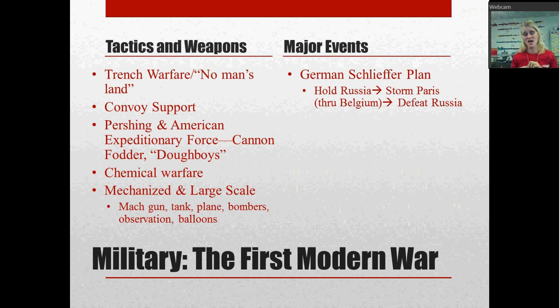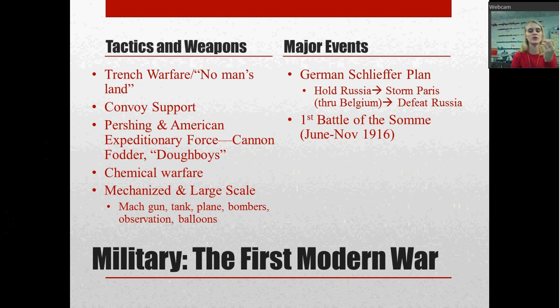Doesn't really work for them because once they hit France, they dig those trenches and they don't really go anywhere. But most of the fighting takes place in Russia and France, okay? So just an example, there's a lot of battles we could talk about, but the Battle of the Somme is probably the biggest battle that lets you know what this war was all about.